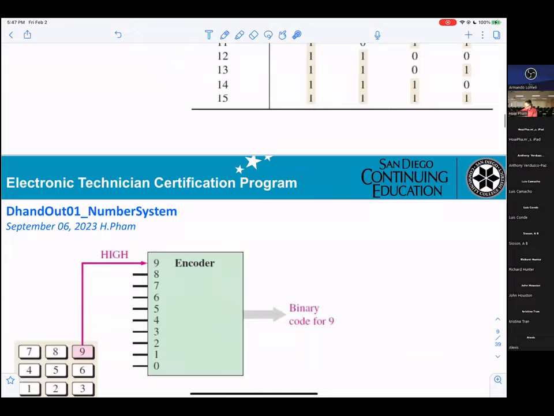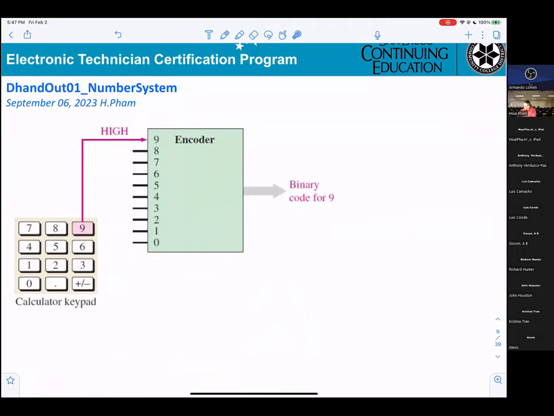Next one, we're talking about something you already know. You have this on your calculator right here. Okay? And you type in the number 9. The computer cannot understand the number 9. So basically, on the calculator, there is a device called an encoder. The encoder's job is converting number 9 to binary. That means it converts to 1001, equivalent to number 9, so the computer can understand. So basically, the encoder converts from decimal to binary, so the computer can understand.